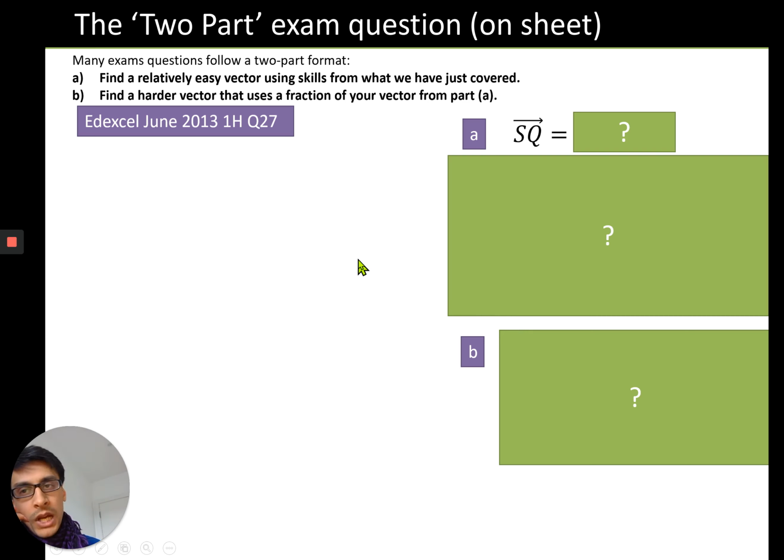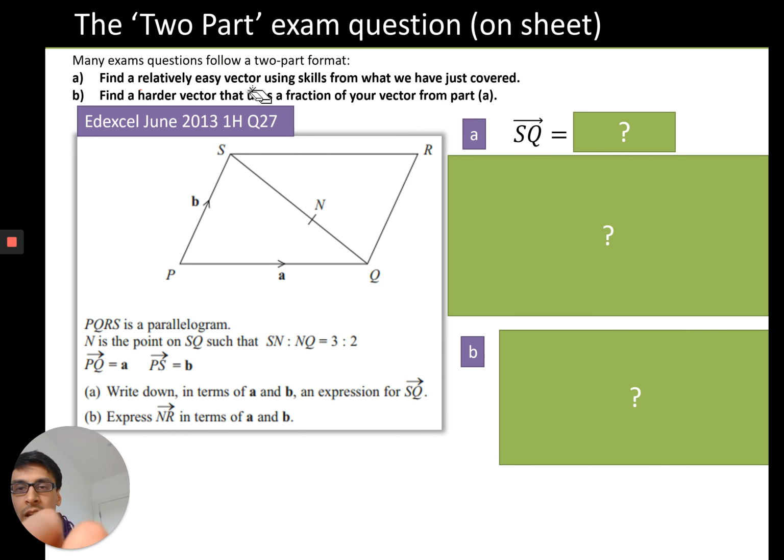Okay, so typical simple vectors exam questions might look like this. They come in two parts. In the first part, you have a very easy vector to work out. And then the second part is a harder vector that uses a fraction of the first vector. So here's the diagram. And you'll notice there's a part a and there's a part b.